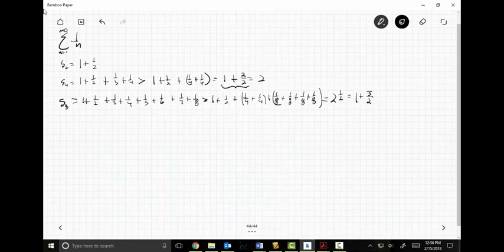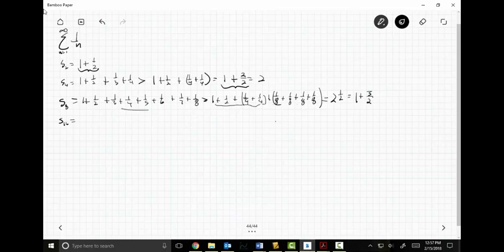Well, notice what I did here. This is 1 plus 1 over 2. This is 1 plus 2 over 2. This is 1 plus 3 over 2. Now, I'm not going to do the whole thing here, but you probably can see what happens. I would have 16 terms.